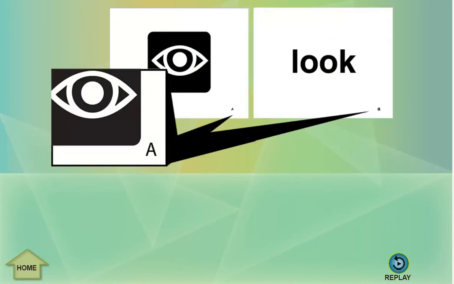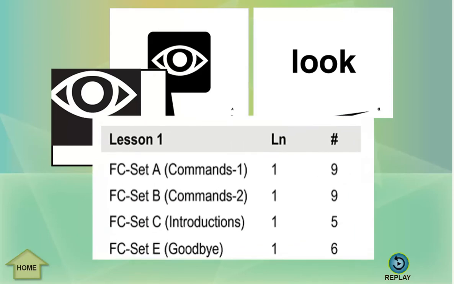Look in the bottom right corner of the flashcard. Each set of flashcards is labeled as a set. This flashcard is from Set A. The topic or theme of the flashcard will be written. This flashcard belongs to the topic or theme commands 1.